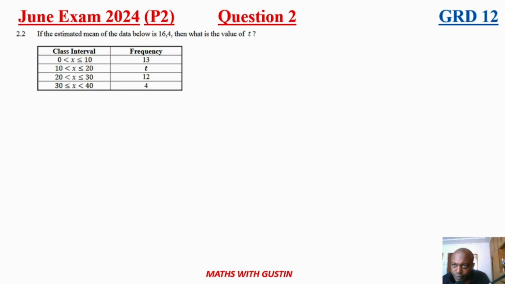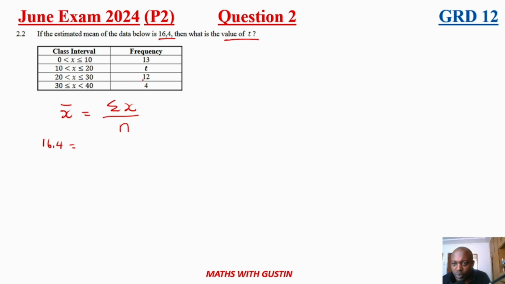2.2 said if the estimated mean of the data below is 16.4, then what is the value of t? So in this case, they want us to find the value of t. They gave us the mean. We know what the mean is: the mean is the sum of the x values divided by the number. In this case, they gave us 16.4.